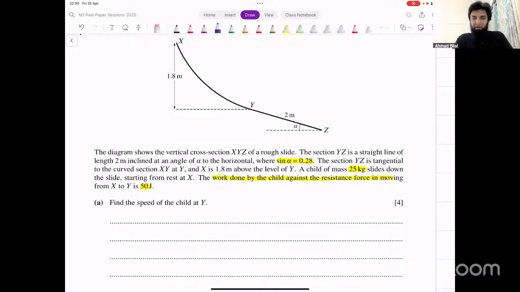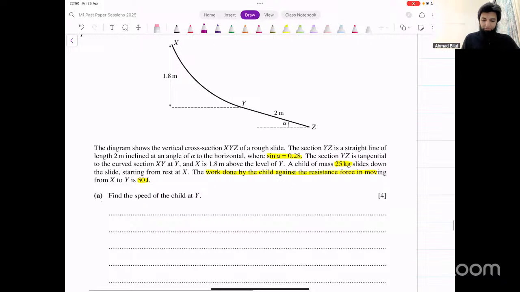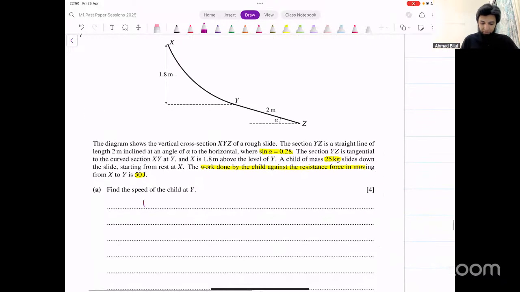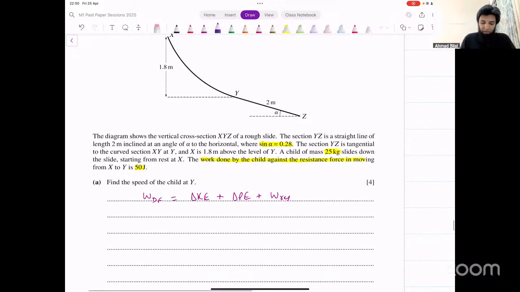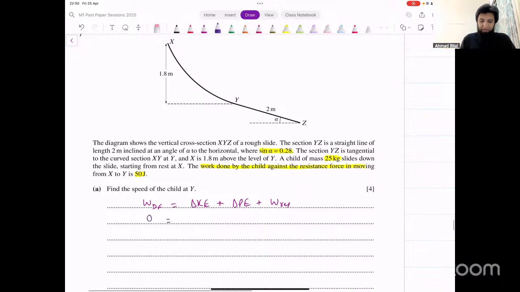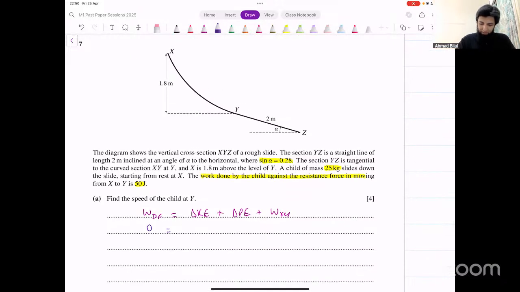Find the speed of the child at Y. How do we do that? Work done by the driving force equals change in kinetic energy plus the change in potential energy plus the work done against resistance. What's the work done by the driving force? There's no driving force, right? The child is just going down because of his or her weight. So there's no driving force. Change in kinetic energy: it starts from rest, and then we don't know the final speed. Let's say that this is v meters per second.